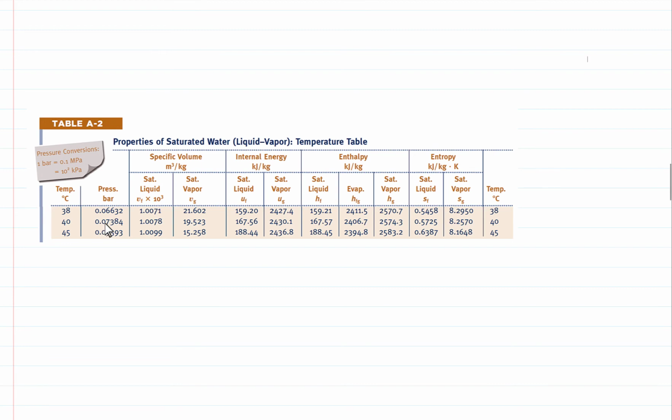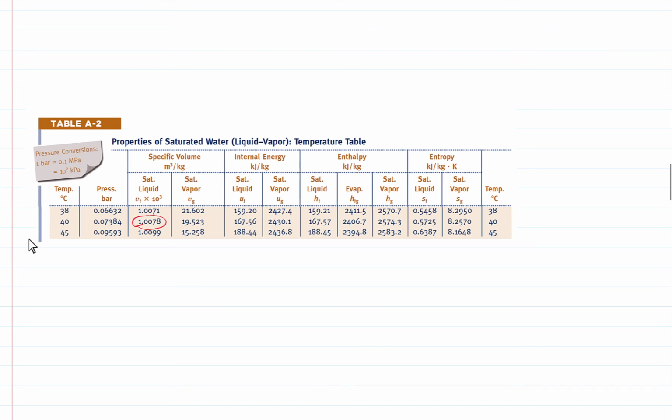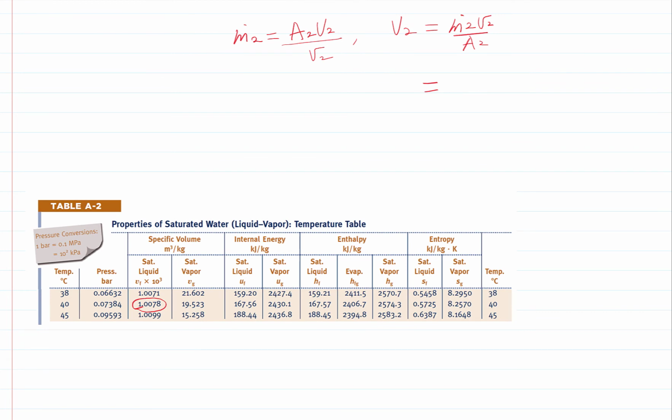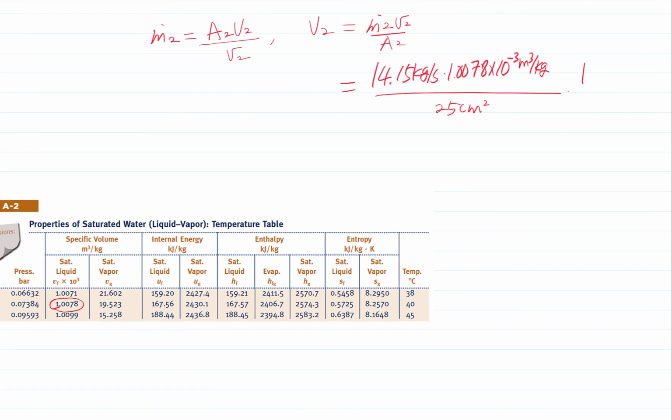We have a compressed liquid table for water, but we may not be able to find the correct tables at the given condition. So what we are going to do is approximate the phase as saturated liquid. So at 40 degrees Celsius, the specific volume is 1.0078 times 10 to the negative third. So the velocity at inlet 2 is... So all the unknowns were evaluated from the mass balance equations.